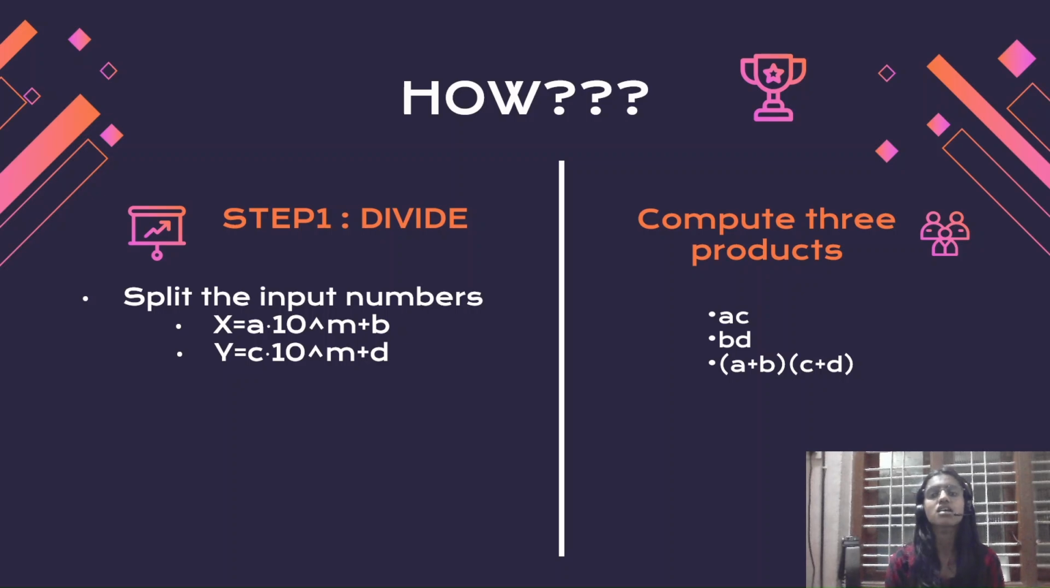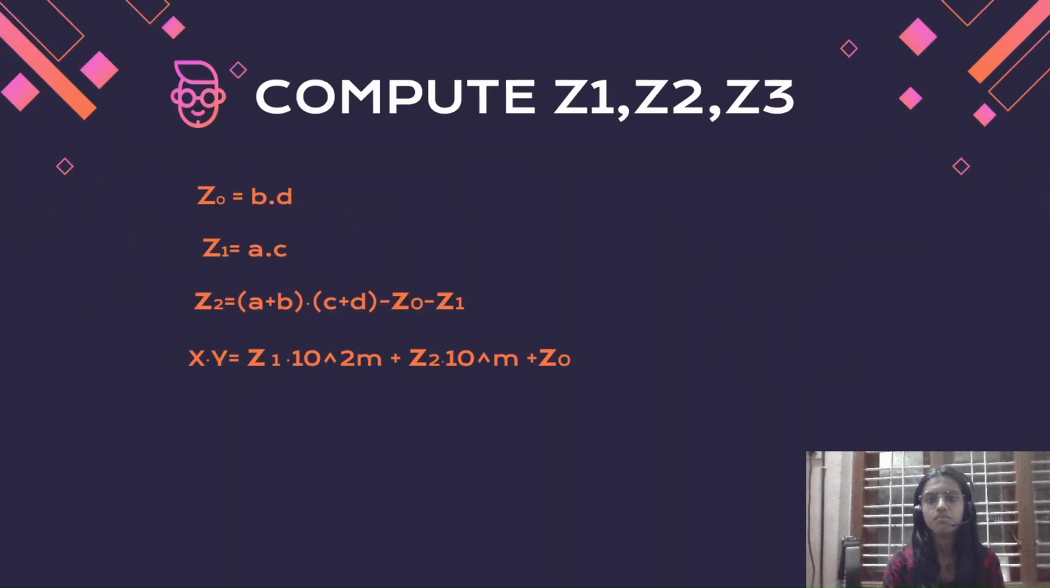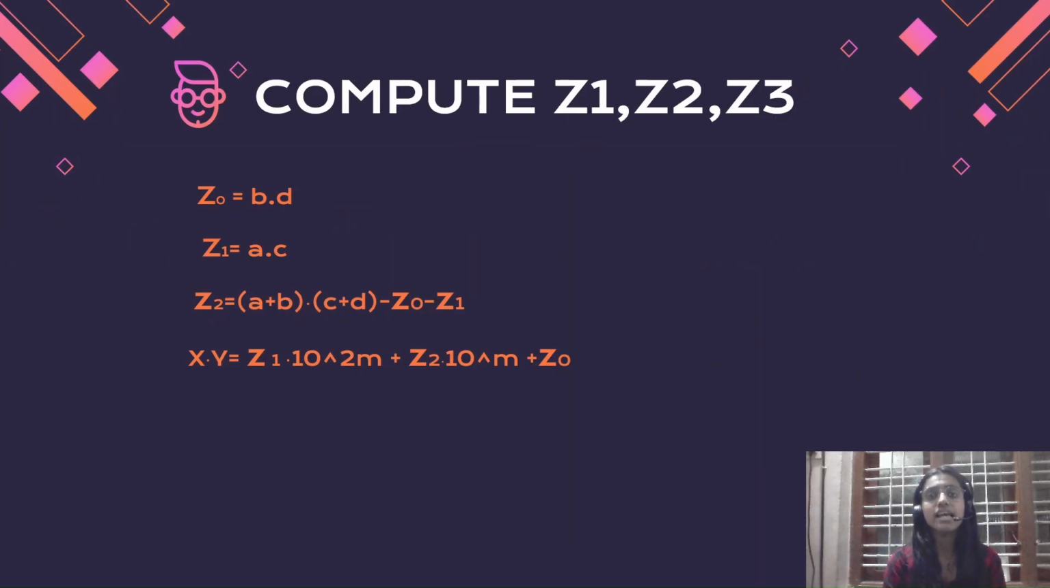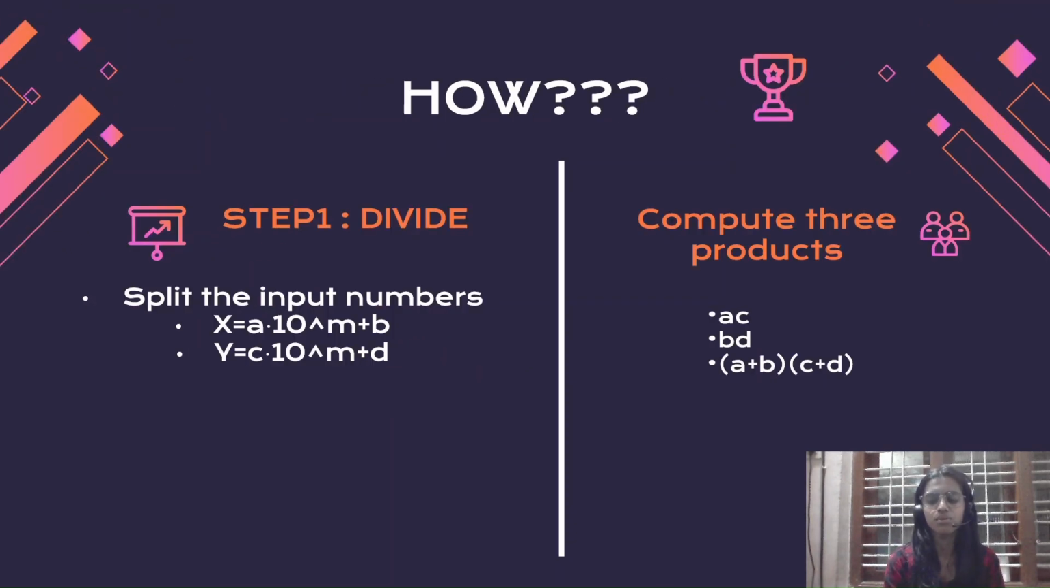So the next point is computing the three products. As in, we are going to multiply AC and BD, and then we are going to compute (A plus B) times (C plus D). All these three products are very much required for our next step. So the final step is computing Z0, Z1, Z2 and Z3. Z0 is nothing but BD, as we already computed it. Z1 is nothing but AC, that was also already computed.